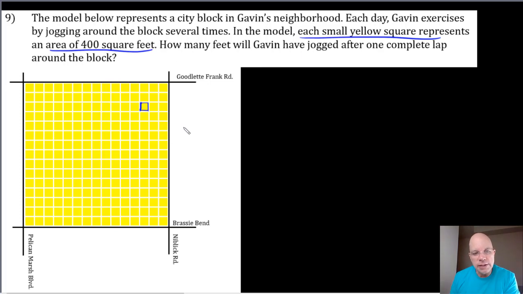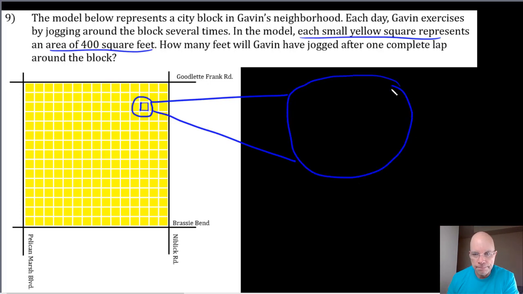So the first thing we need to understand to solve this problem is that the information we're given is referring only to each of these small yellow squares. So I'm going to blow this up bigger. If I take one of these yellow squares and make it larger so I can take a closer look at it, we're given that the area is 400 square feet.